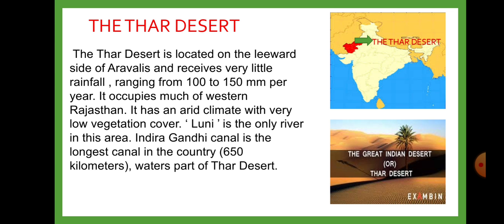It has an arid climate. Arid climate means scarcity of water and dry, with low vegetation cover. Luni is the only river in this area. Indira Gandhi Canal is the longest canal in the country, 650 kilometers, waters parts of Thar Desert.